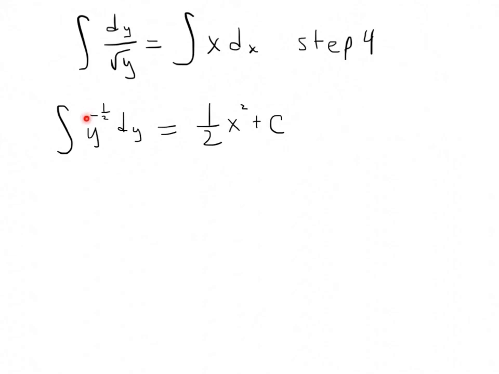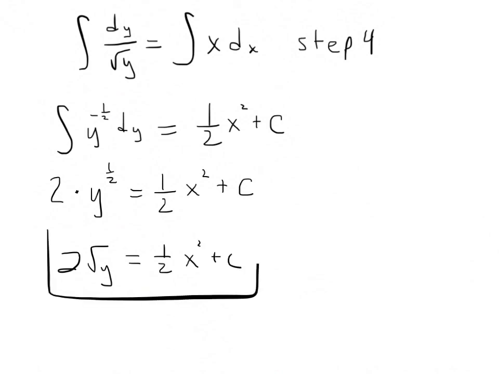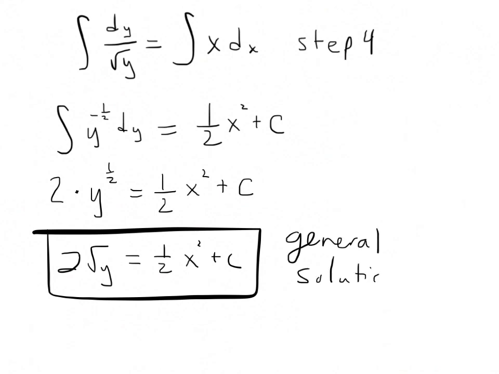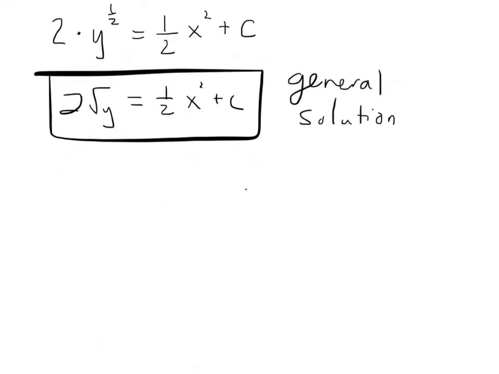So when we do an antiderivative, we increase the power by 1. That becomes y to the 1/2 times the reciprocal of that, so times 2, equals, and we have our 1/2 x squared plus c. Right? So yay, this is my general solution. My general solution is 2 root y equals 1/2 x squared plus c. This thing here is my general solution. That's where we stopped on the previous problem. To find the particular solution, we need to go one step further than this. We need to solve for c.